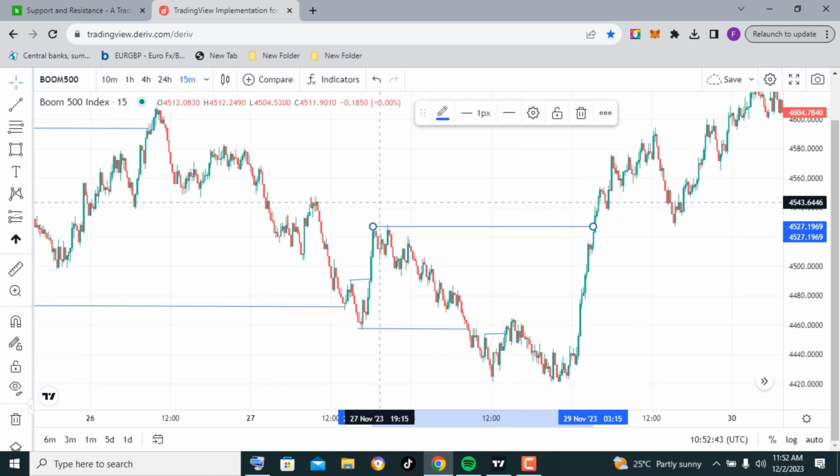So this strategy, you can also use it for currency pairs, because this is a strategy I use for currency pairs.